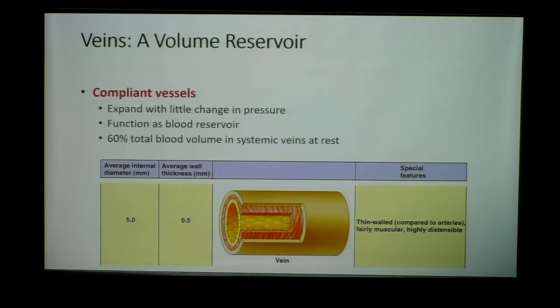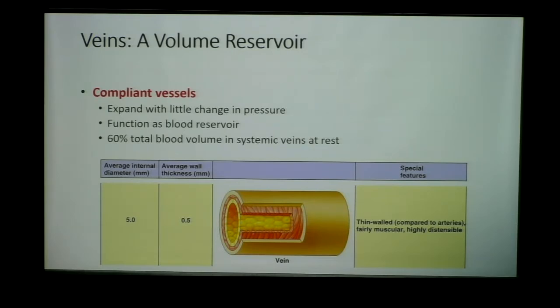Okay, so veins are a volume reservoir, meaning that they are compliant vessels. Who wants to summarize what compliant means? What do we mean when we say compliant? They expand, they assume their shape afterwards. No. So what are we describing when we say that they reassume their shape? That's something else. That's elasticity, right?